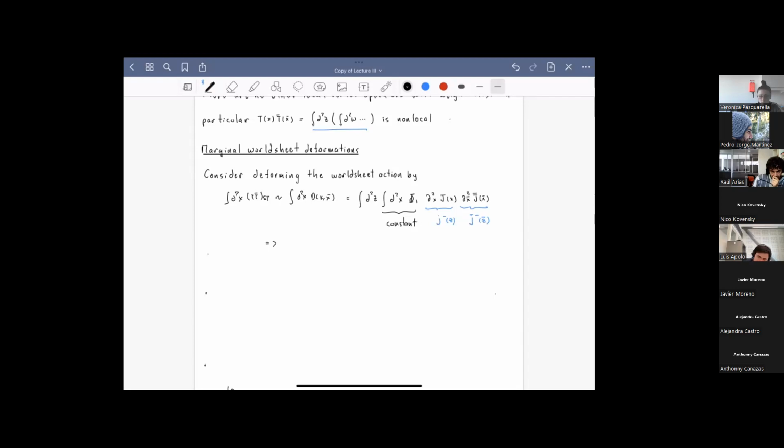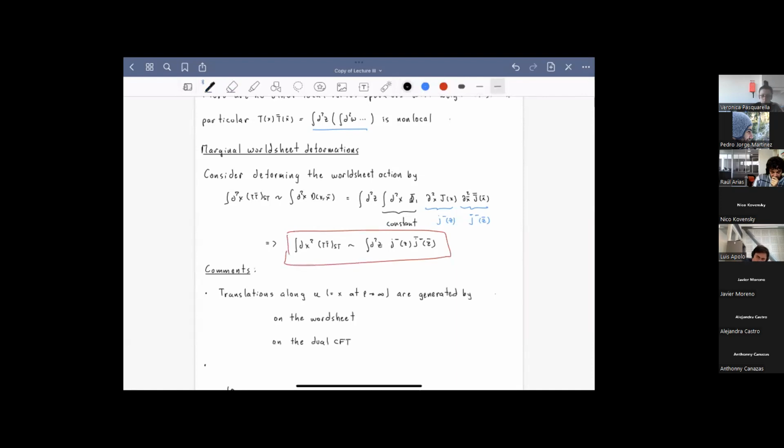So what this means is that this single trace TTbar deformation reduces on the worldsheet to something that looks like a current deformation, J minus C, J bar minus C. And this is a very important equation, so I'm going to put it in this box. And now let me make a few comments about why this is so important.